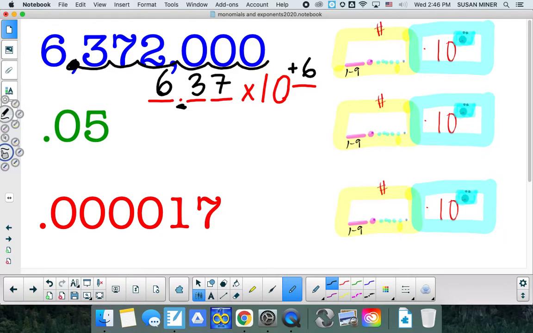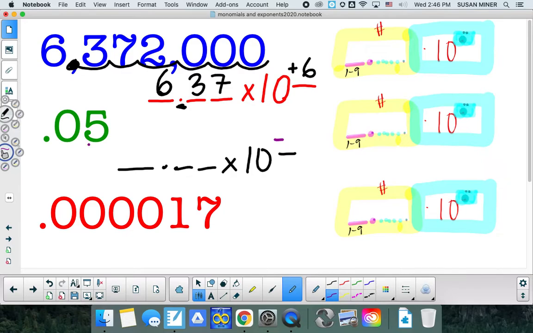So I moved the decimal place 6 place values in order to get the decimal to where I needed it to be for scientific notation. Okay, now let's do it again. I need a 1's place value, and then maybe a couple of place values back here, and an exponent. This should be a negative exponent because this is a number smaller than 1.